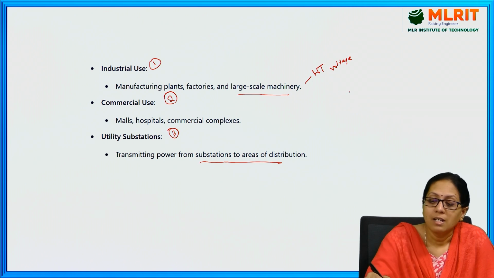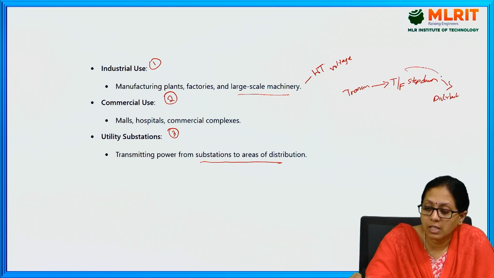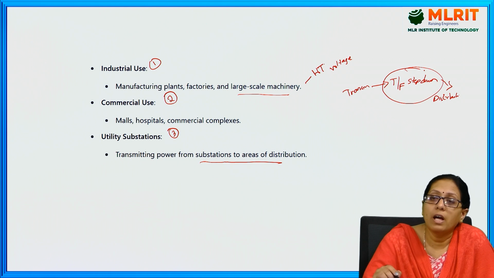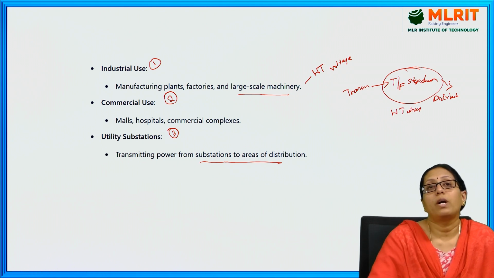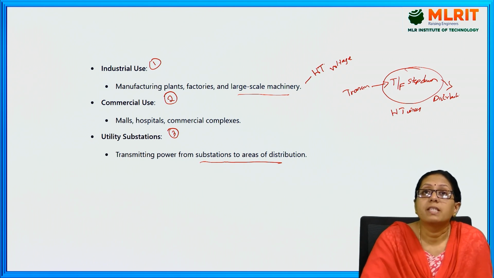That is, transmission lines are being connected to a transformer to step down the voltage. After stepping down, this is being connected to the distribution lines. So, during this process, we are using the HT wires, high tension wires, which are being connected to the substations.